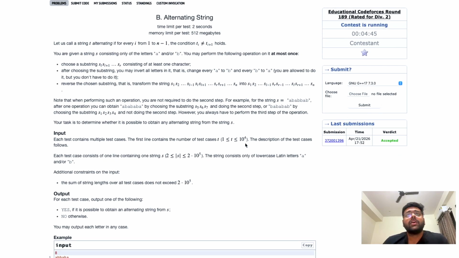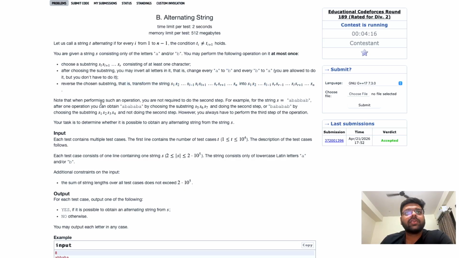So this was also a very easy problem. Let's understand what the problem statement is saying and then we'll discuss the solution. Let's call a string t alternating if ti is not equal to ti plus 1. We are given operations. You may perform the following operation at most once: choose a substring, alter it from a to b or from b to a, and then reverse the chosen substring.